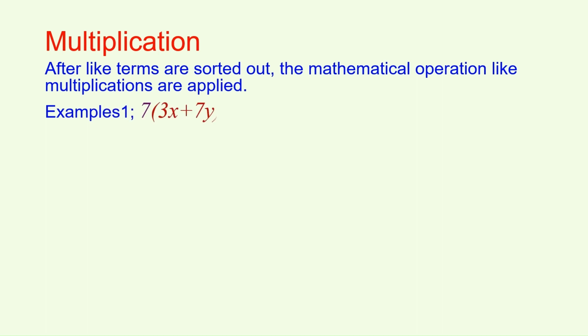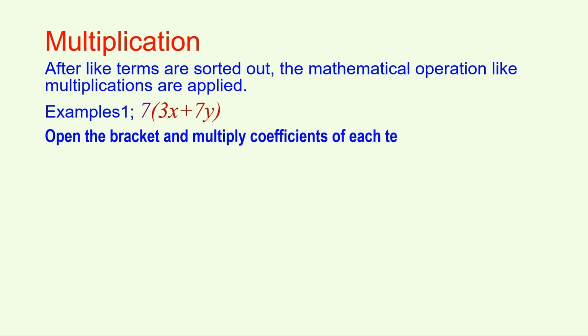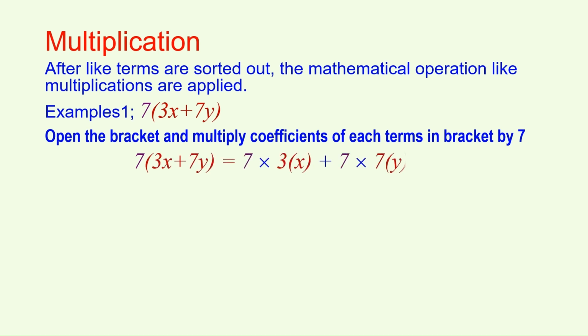Multiplication. After like terms are sorted out, the mathematical operations like multiplications are applied. Example 1: 7 times 3x plus 7y. Open the bracket and multiply coefficients of each term in bracket by 7. 7 times 3x plus 7y equals 7 times 3x plus 7 times 7y equals 21x plus 49y.